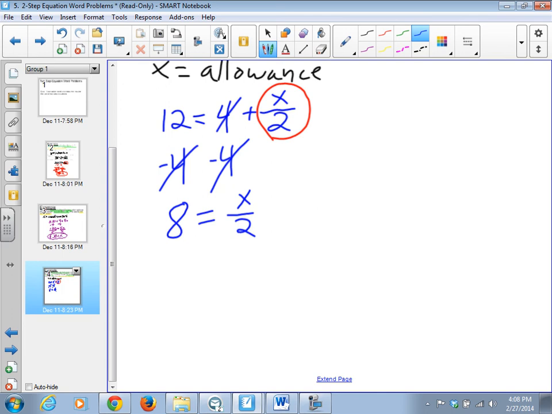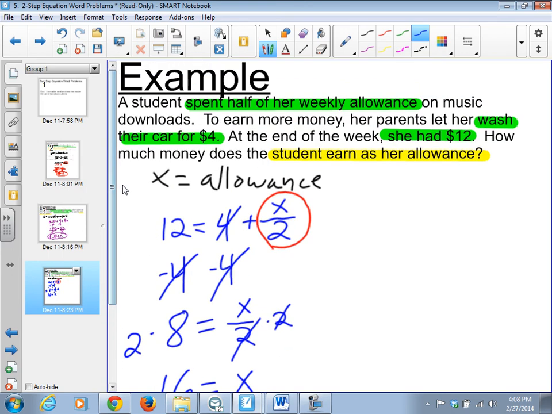Well, we want to figure out how much her entire allowance was. So instead of dividing her allowance by 2, we're going to multiply it by 2. So that's going to cancel that out. Multiply this by 2. We're going to get 16. So she gets $16 of allowance a week. We can plug that back in. She spent half of her allowance on downloads. Let's divide 16 by 2. We'll have 8. What's 8 plus 4? 8 plus 4 is 12. There we go. We figured it out.